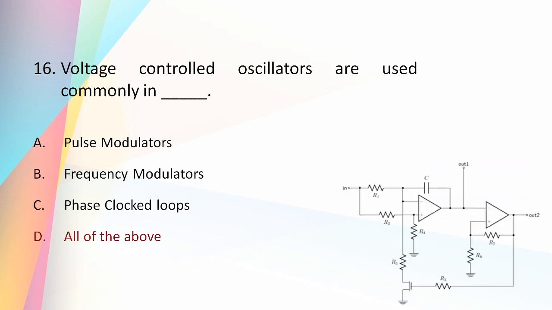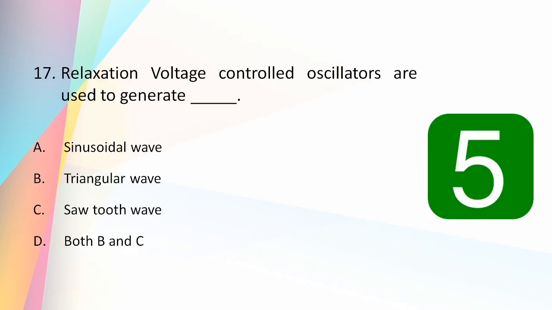And the answer is all of the above. VCOs are commonly used in electronic jamming equipment, function generators for the production of different types of noise, phase lock loops, frequency synthesis or modulators, and used in communication circuits. So all the above purposes can be met by voltage controlled oscillators.